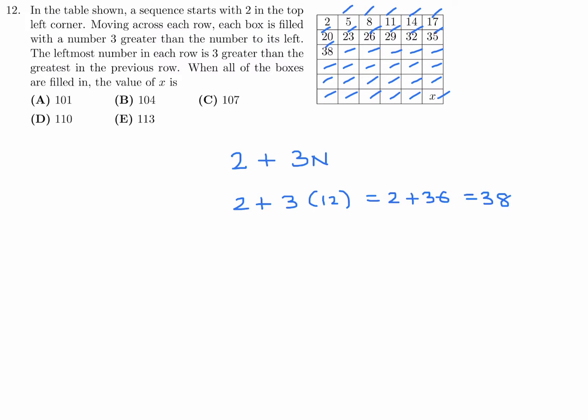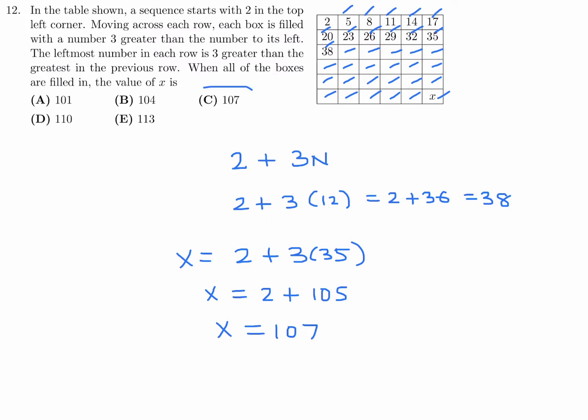35 is what I have to put for n to get x. So 2 plus 3 times 35, and that's what x will be. So this is going to be 2 plus 105, and that is 107. So number 12, the answer is C.